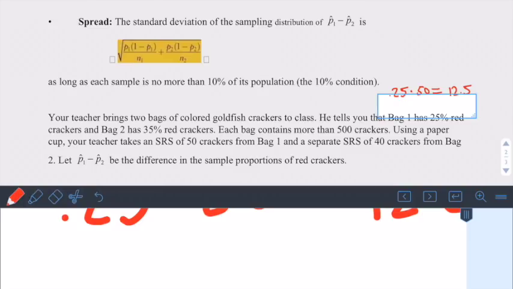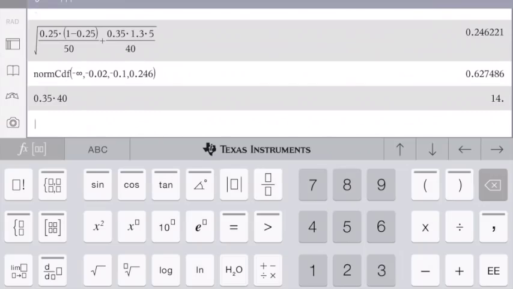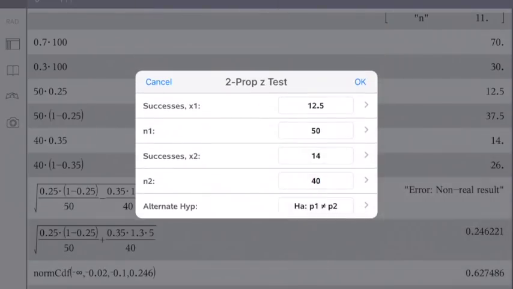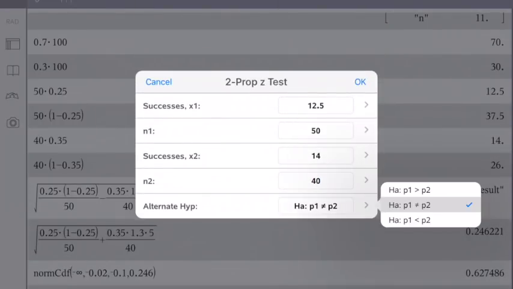And then we also need the number of successes from bag 2. So it's 0.35 times 40. So 14. So we have 12.5 out of 50 crackers, and then we have 14 out of 40 crackers. And our alternative hypothesis is, well, in this case it's not quite exactly perfect, but we're going to say that P1 is less than P2, because that's how we subtracted and we're going to get our negative numbers. This is typically how it's going to go. Don't worry, we'll do more in class.